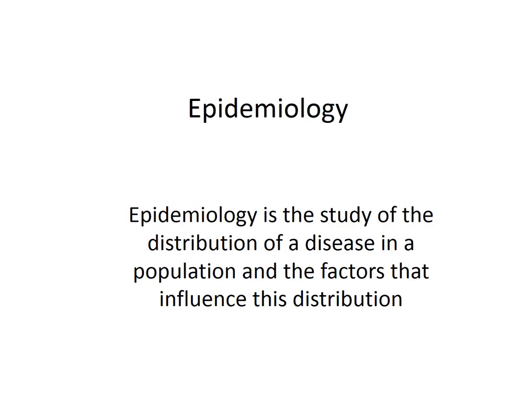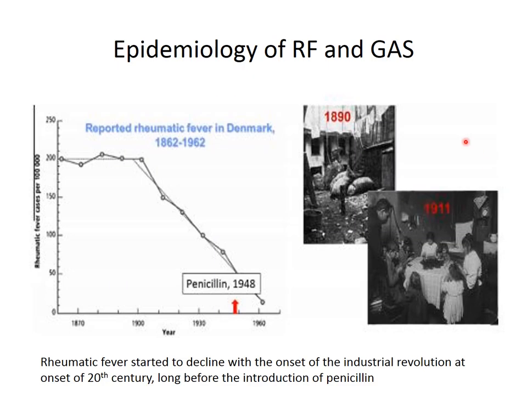We'll talk about the epidemiology of rheumatic fever. Epidemiology itself is defined as the study of the distribution of a disease in a population and the factors that influence this distribution. Starting with the epidemiology of rheumatic fever and group A strep, I like to show this slide in most of my talks about rheumatic fever because it summarizes to a great extent a lot of the epidemiology and the targets of prevention.